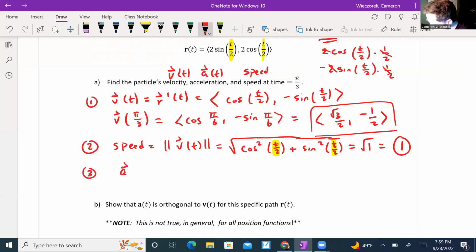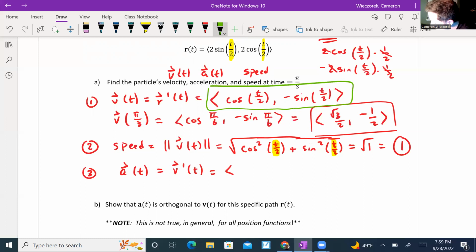Last but not least, let's compute the acceleration of our particle. This is going to be the derivative of the velocity or the second derivative of the position. So I'm going to do my chain rule again on this green vector that I'm circling. We're going to get negative 1/2 sine of t over 2, and negative 1/2 cosine of t over 2 with the chain rule.